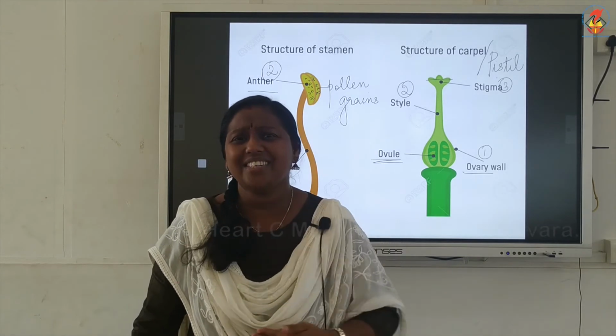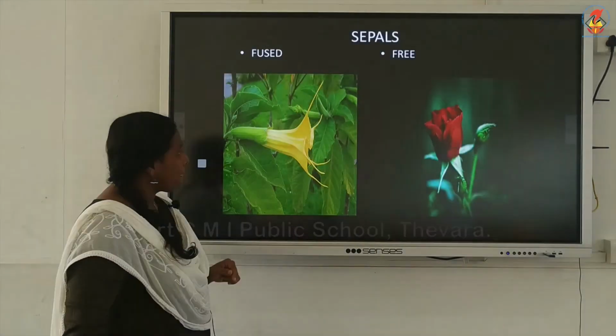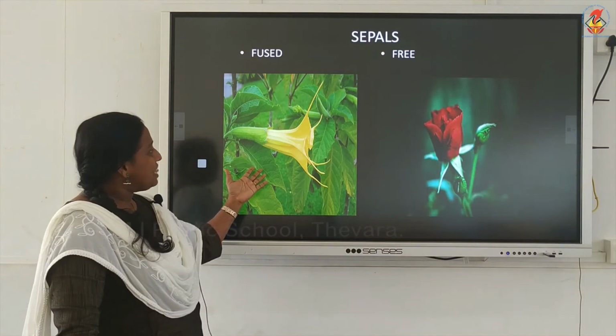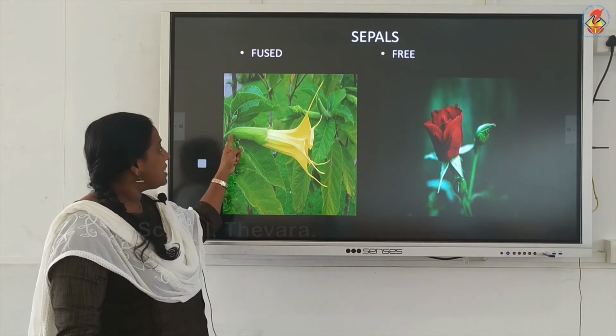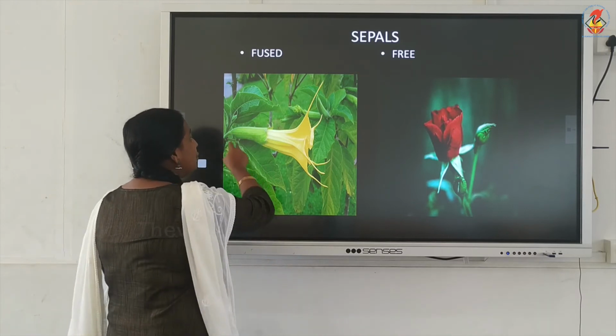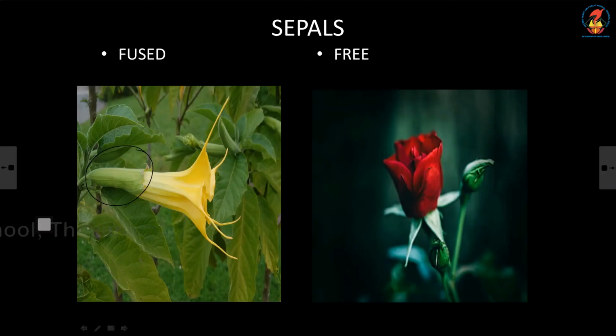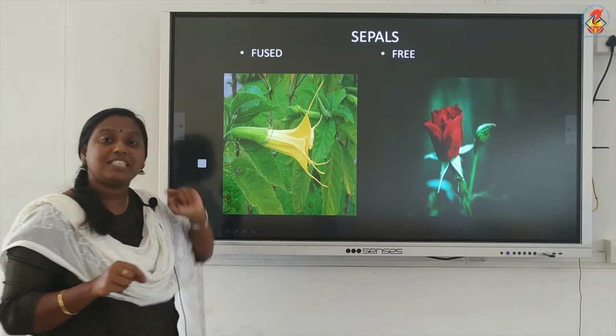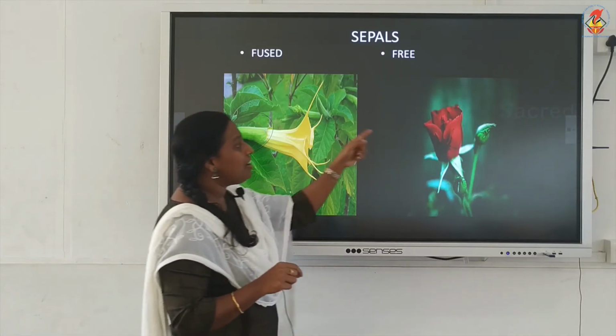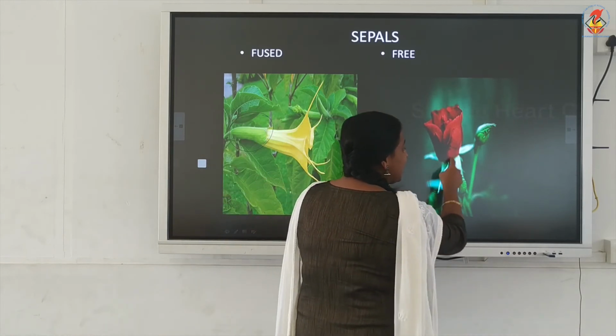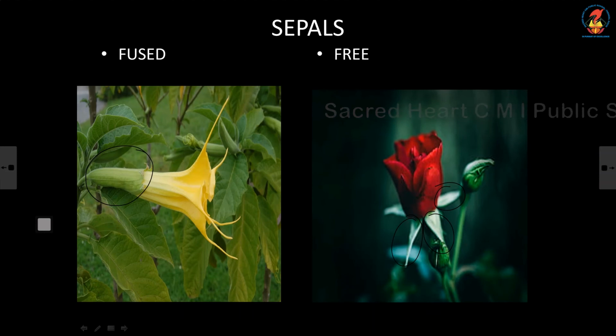Now we will see some varieties which you can see in different flowers. Just some extra things for you. See the first flower here. See the sepal of this flower. The sepal is fused here. Can you see? The sepal is fused to form a tubular structure. Only the tip is free. Such sepals you will get in some flowers. They are called fused sepals. Whereas in some flowers like rose, see, the sepals are free. Can you see here? They are free sepals. Got it? So some flowers have fused sepals and some flowers have free sepals.